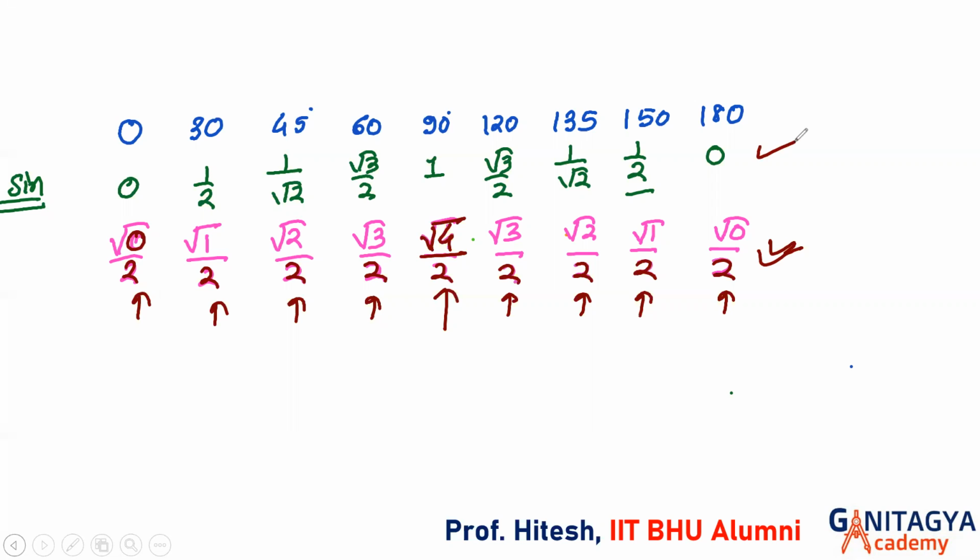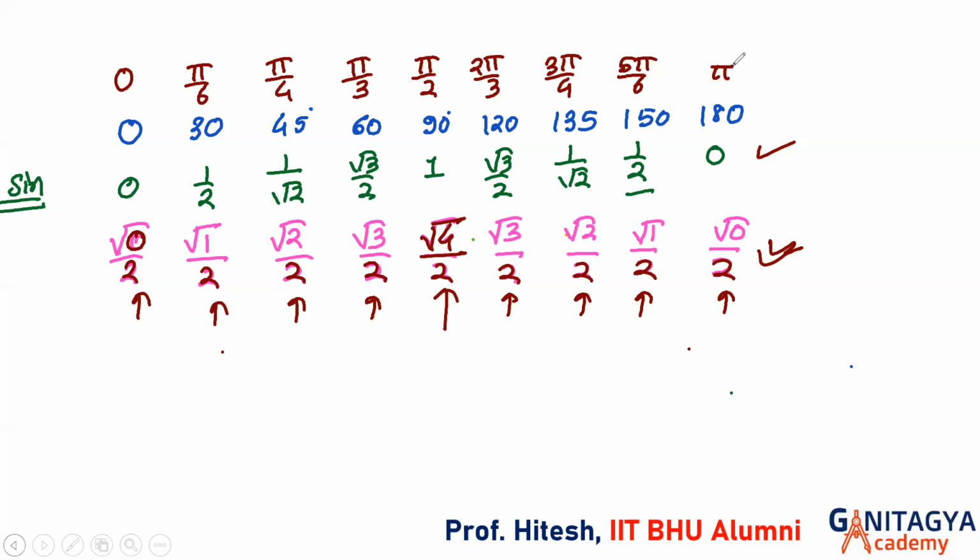Similarly here, write the corresponding radians also: 0, π/6, π/4, π/3, π/2, 2π/3, 3π/4, then 5π/6 and π. Okay, so sin is complete.